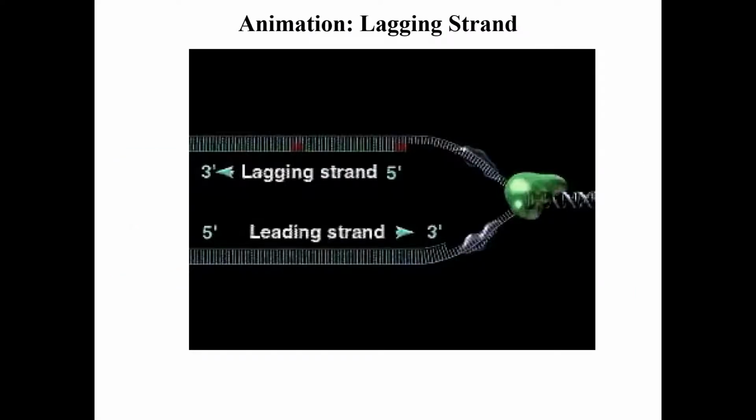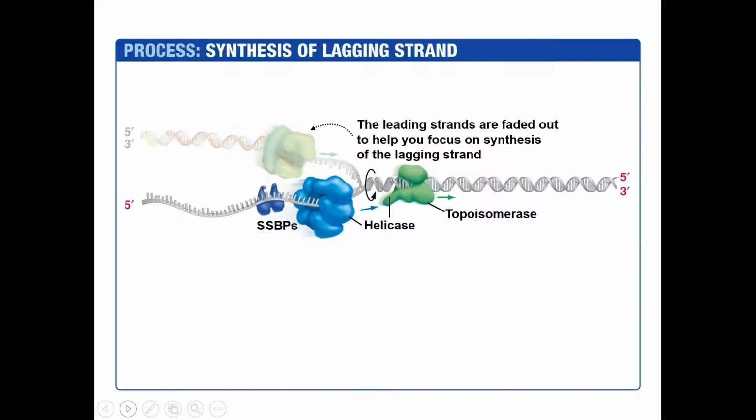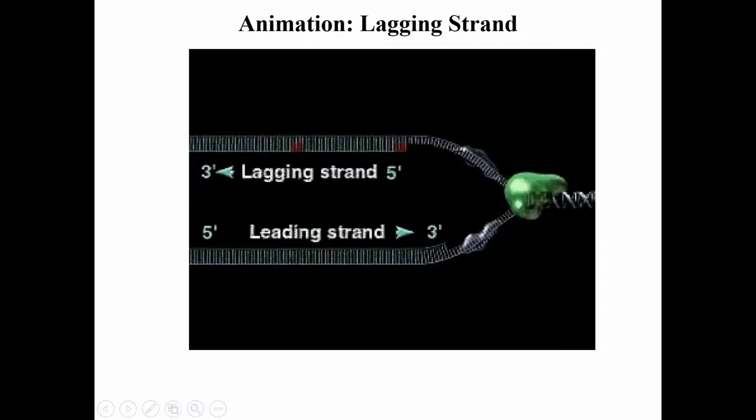Now your lagging strand. The other new strand is called the lagging strand. Unlike the leading strand, the lagging strand cannot be made continuously because DNA polymerase can only add nucleotides at the 3' end. Instead, the lagging strand must be made of fragments that are linked together.